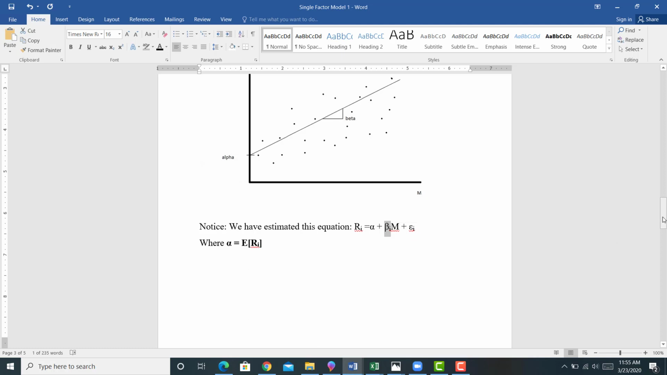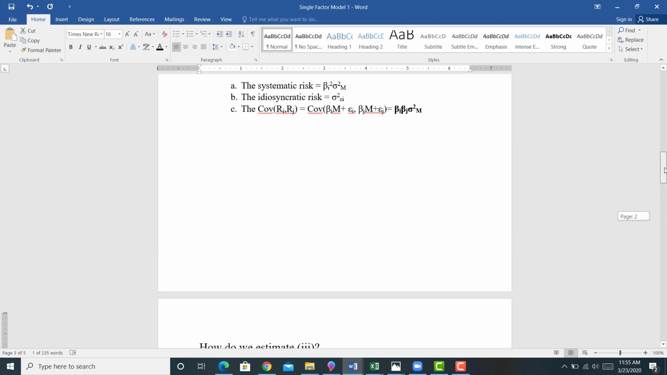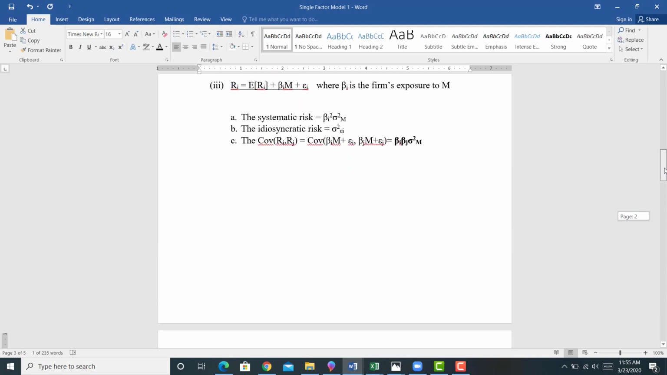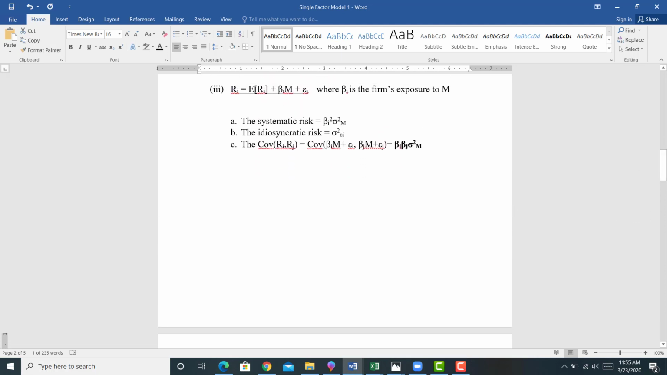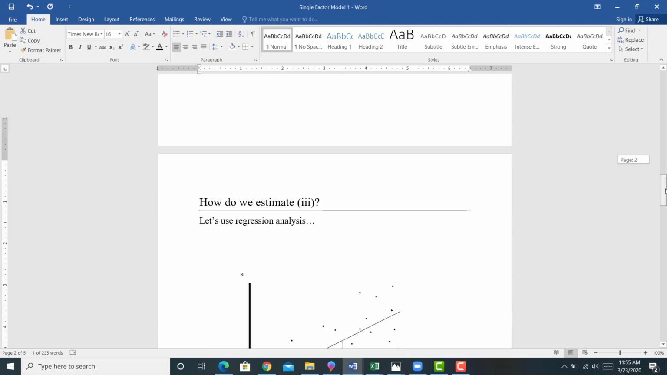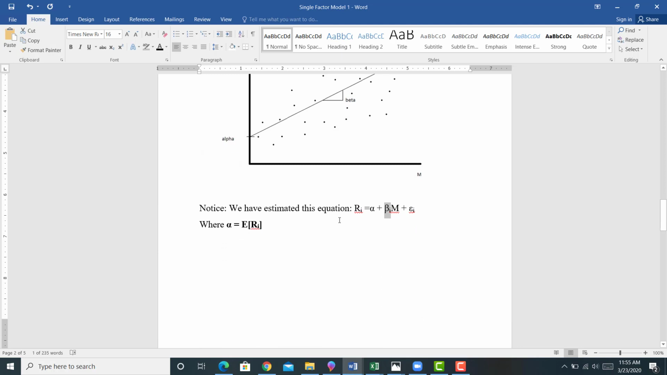And notice that what we've done here is we've effectively estimated equation 3. Okay? However, what I've done is I found alpha, the intercept, is going to be equal to our expectation. Does that make sense? Plus beta times the market-wide or systematic risk event plus the error term. So this has super important implications. Alpha is going to equal the expected return for each asset.